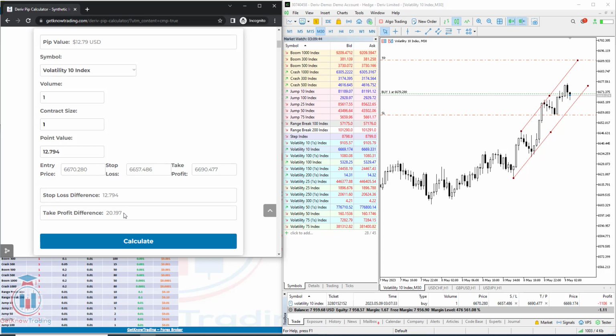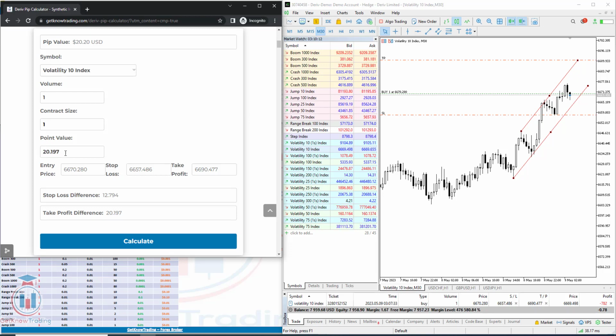If you want to calculate for the take profit, simply repeat the same step, copy this value, put it here where the point value is and click calculate. It is 20.20. So if you go to the chart, you will see the same profit, 20.20. So this is the Pip calculator that helps you define in US dollars how much you could make on each trade for the stop loss and also for the take profit.